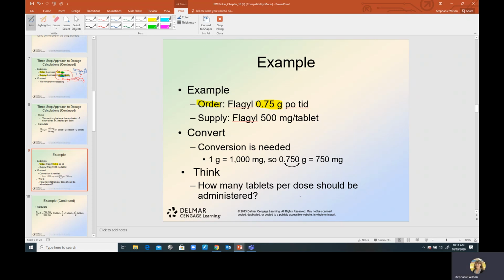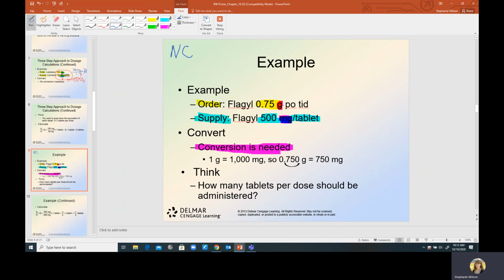So I have, let me get my mouse going. Okay, so now I have a supply of 500 milligrams per tablet. Well, if you notice, this is grams and milligrams. So we're going to need a needed conversion. They say conversion is needed. I call it needed conversion. I'm going to abbreviate. Needed conversion.